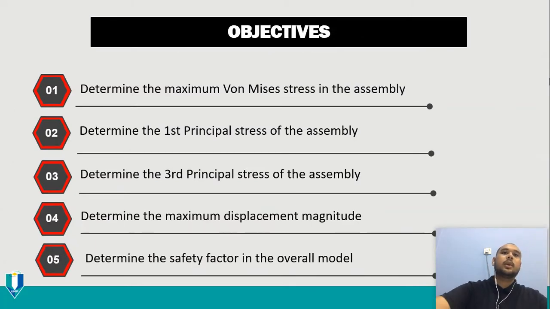So then the next one is the objective. The project objective is to educate students in both fundamental and specific theories of the finite element method, utilizing software, computer-aided engineering technologies. So the objectives are to determine the maximum von Mises stress, determine the first principal stress and third principal stress, determine the maximum displacement magnitude, and lastly, determine the safety factor in the overall model.